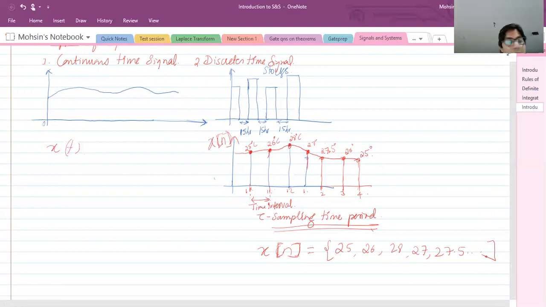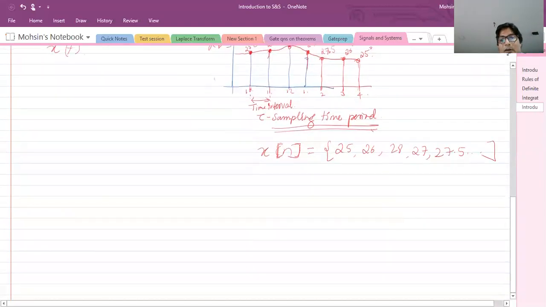So this is the representation of the two signals, that is, the continuous time signal and the discrete time signal. The remaining part of the continuous time signal and the discrete time signal we will discuss in more detail in the upcoming video lectures about the classification of signals, and we are also going to use a lot of numericals to understand how we can perform different operations on continuous time signals as well as discrete time signals.